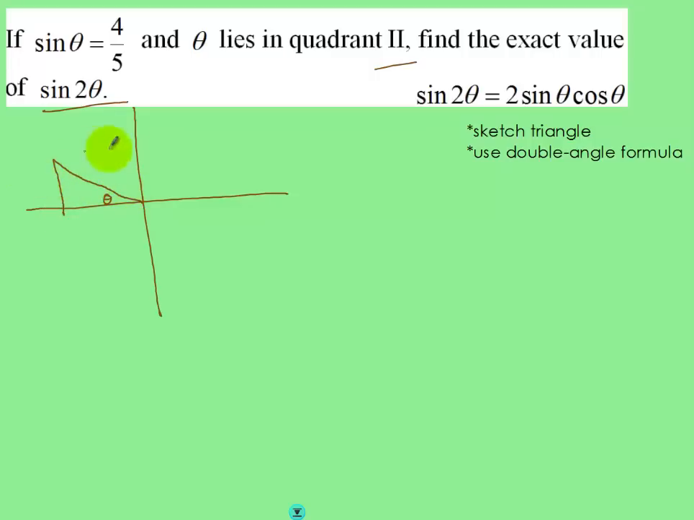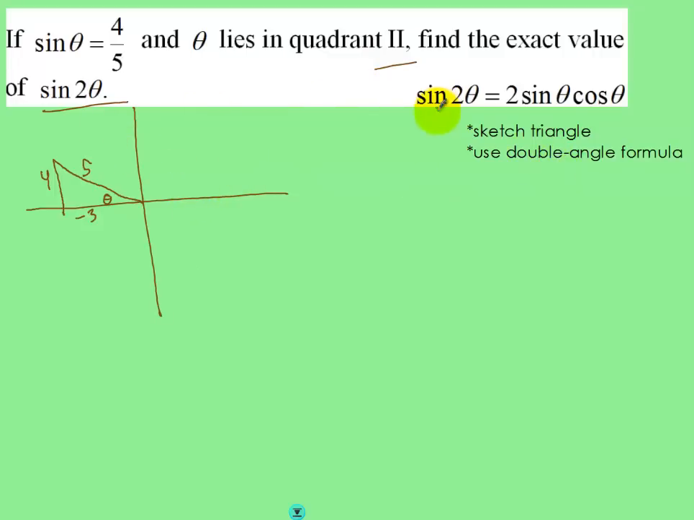Sine is opposite over hypotenuse, that's going to be 4/5. That would make this x value here 3, or kind of negative 3 here. Put that as negative 3 because we're going negative in the x direction. Find the exact value of sine of 2 theta.